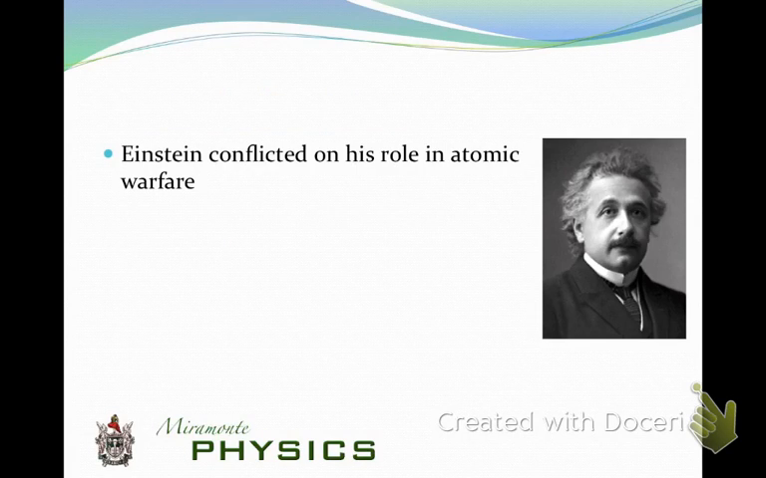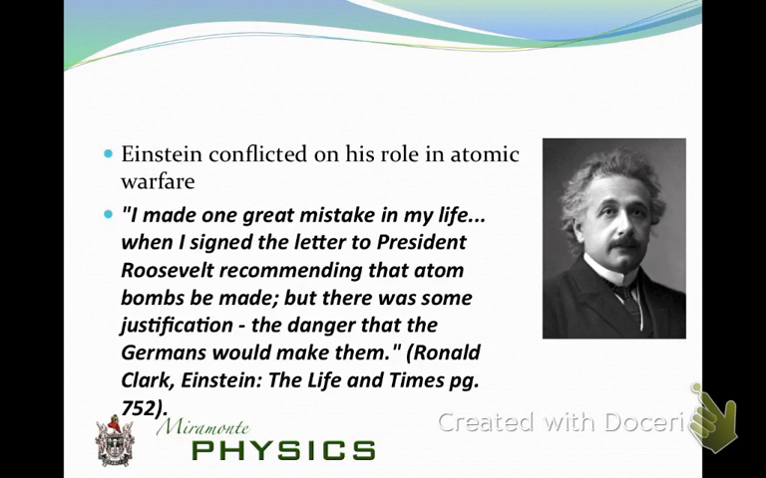Albert Einstein was very conflicted on his role in atomic warfare. "I made one great mistake in my life when I signed a letter to President Roosevelt recommending that atom bombs be made. But there was some justification, the danger that the Germans would make them." Yeah, you can see that would be kind of a conflicting place to be. You know, should we build these? No, we shouldn't build those. These are terrible devices. But if they build them first, then we're not going to have a say in the matter.